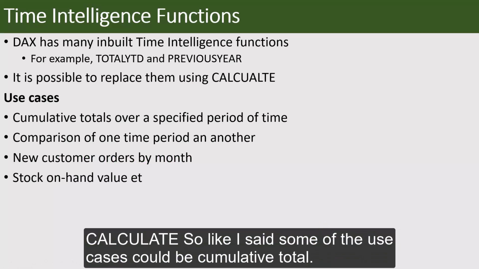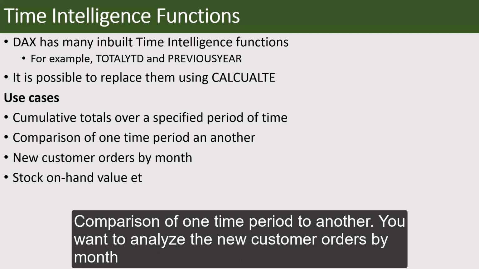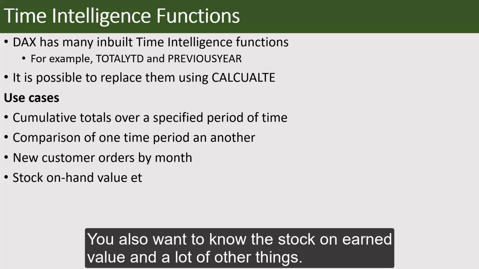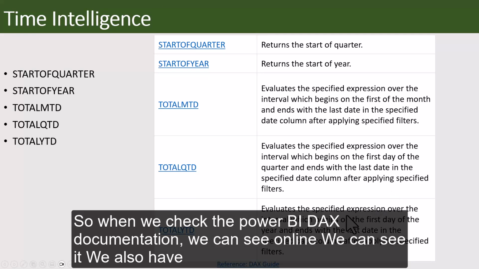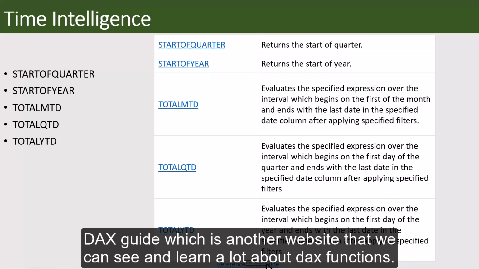So like I said, some of the use cases could be cumulative totals. Comparison of one time period to another. You want to analyze the new customer orders by month. You also want to know the stock on hand value and a lot of other things. So when we check the Power BI DAX documentation, we can see it. We also have DAX Guide, which is another website that we can see and learn a lot about DAX functions.